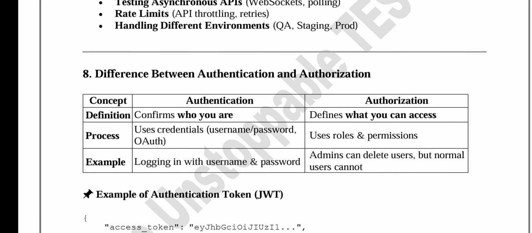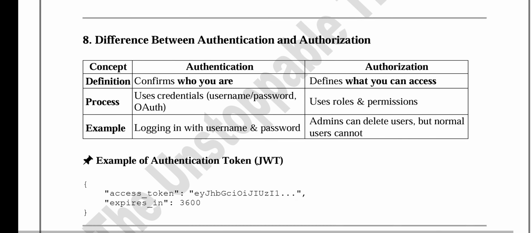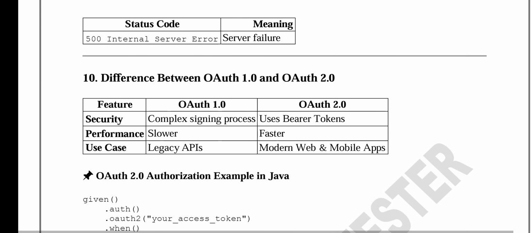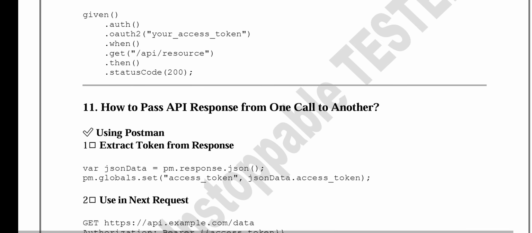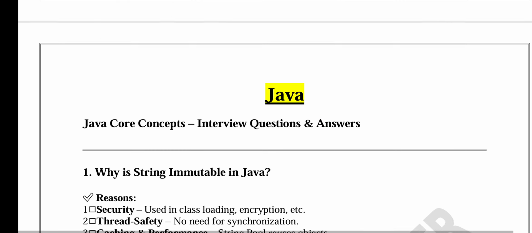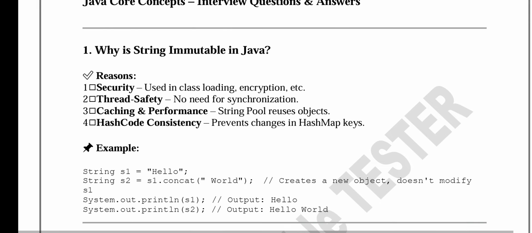What's the difference between authentication and authorization? What are the common API status codes? What's the difference between OAuth 1.0 and OAuth 2.0? How to pass API response from one call to another? And the next set of interview questions are with respect to the Java core concepts.